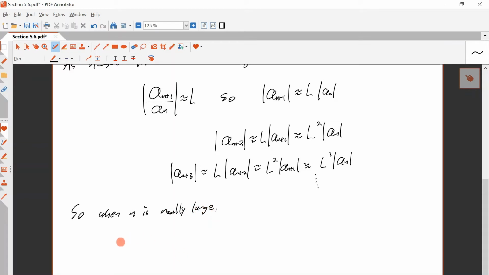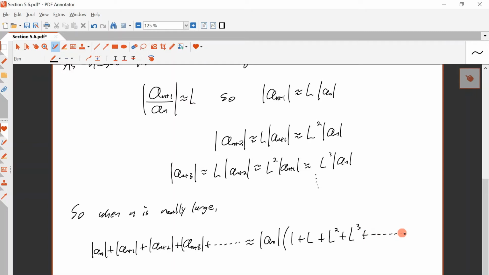when n is really large, the absolute value of a_(n+1) plus a_(n+2) plus a_(n+3), plus so on and so forth, all the way out to infinity, the whole sum is very, very close to the absolute value of a_n times 1 plus L plus L squared plus L to the third, so on and so forth. And what's that right there? This is a geometric series.